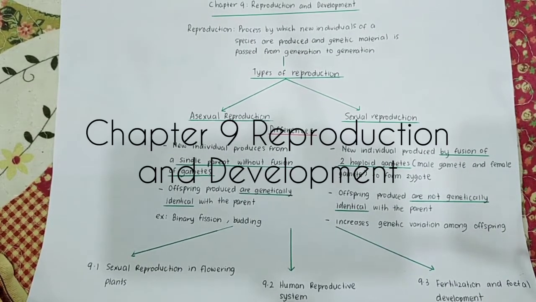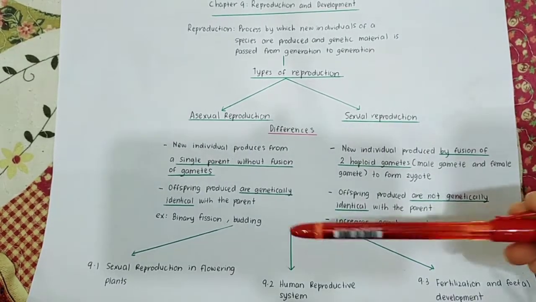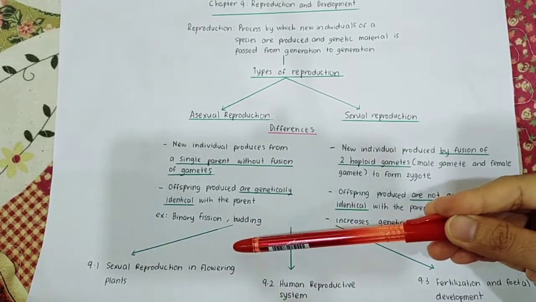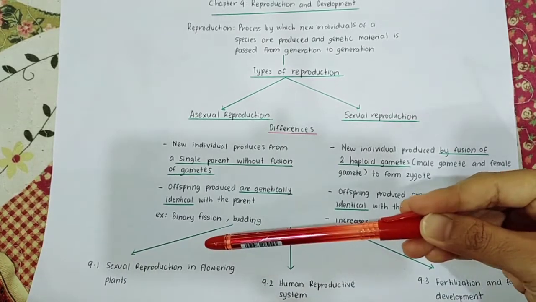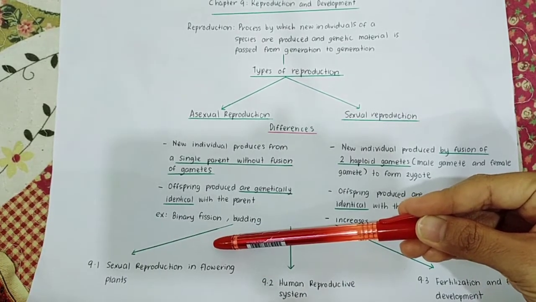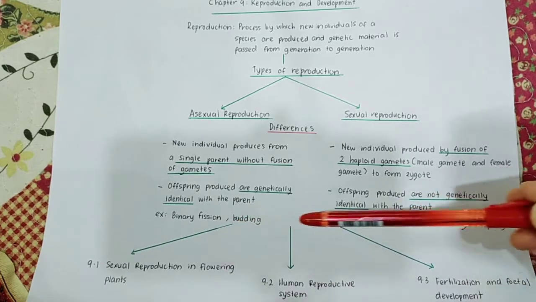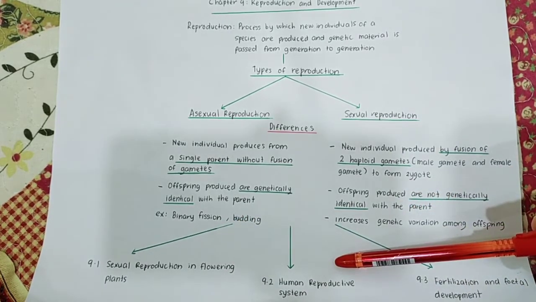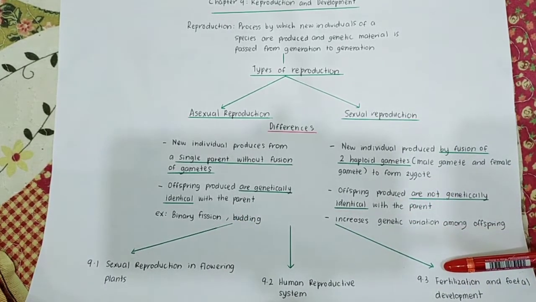So now we look at chapter 9, Reproduction and Development. First of all, this chapter will be divided into three main subtopics. Subtopic 9.1 is about sexual reproduction in flowering plants. Subtopic 9.2, human reproductive system. And subtopic 9.3, fertilization and fetal development.